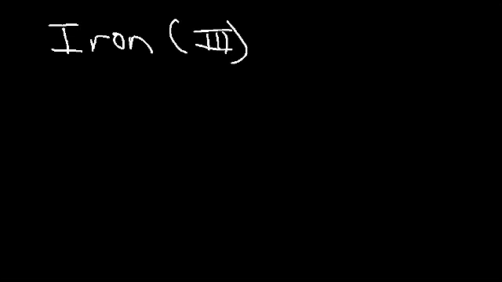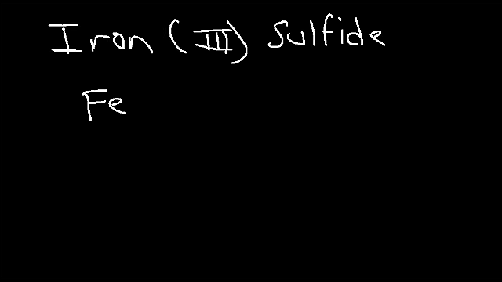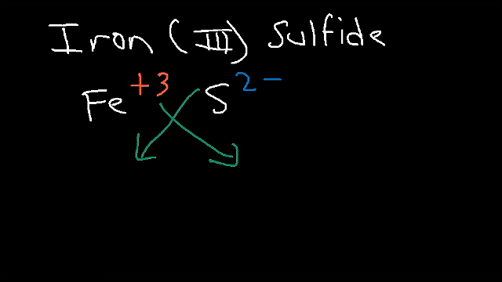Try this one. Iron(III) sulfide. So this time, iron has a plus 3 charge instead of a plus 2 charge, and sulfide is the same. So the formula is going to be Fe2S3. So the Roman numeral simply tells you the charge of the element. Let's try another example.